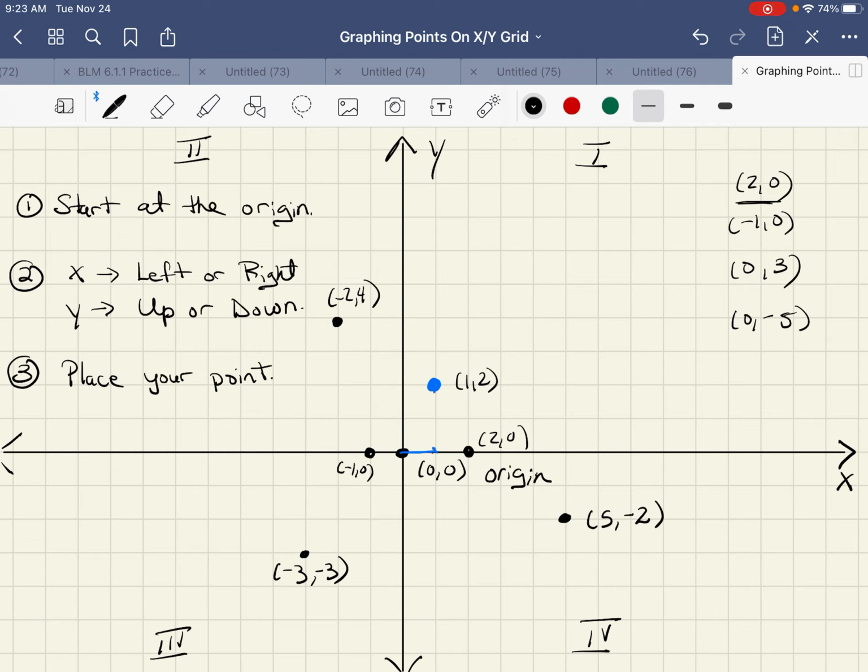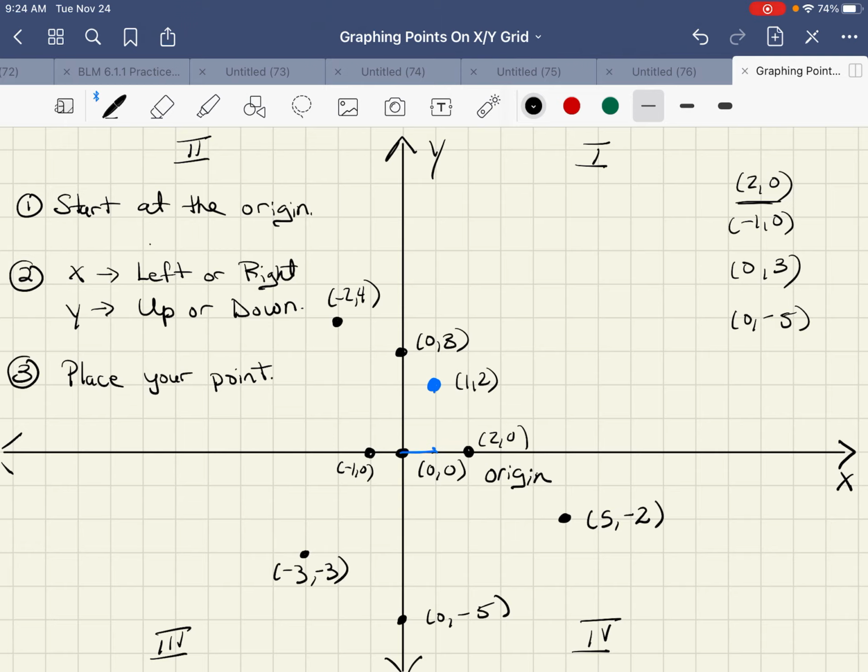So similarly for 0, 3, and 0, negative 5, I'm starting in the middle, but x is 0 in both cases, so I'm not going left or right, but I am going up 3. So 0, 3 is going to lie on the y-axis. And then the second one, I'm going 1, 2, 3, 4, 5 down. So that one's going to lie on the y-axis there.